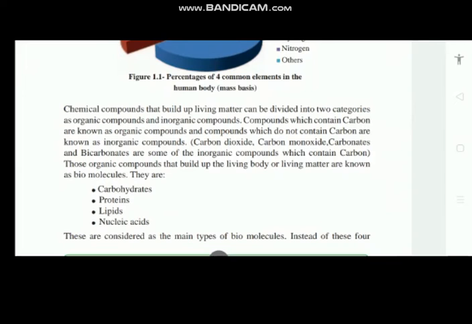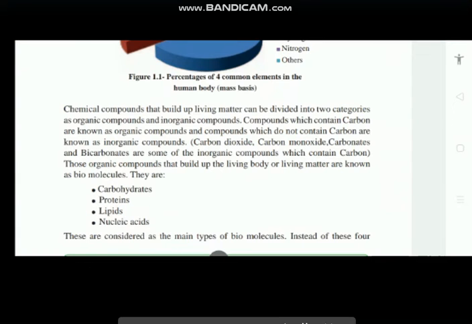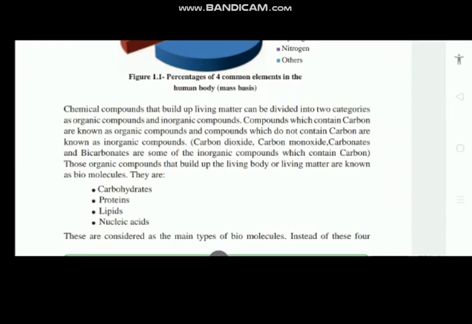If we take the chemical compounds, we can divide them into two portions, organic compounds and inorganic compounds. The compounds which contain carbon, we call organic compounds, and the compounds which do not contain carbon, we call inorganic compounds. But there are some inorganic compounds which contain carbon: carbon dioxide, carbon monoxide, carbonates and bicarbonates.